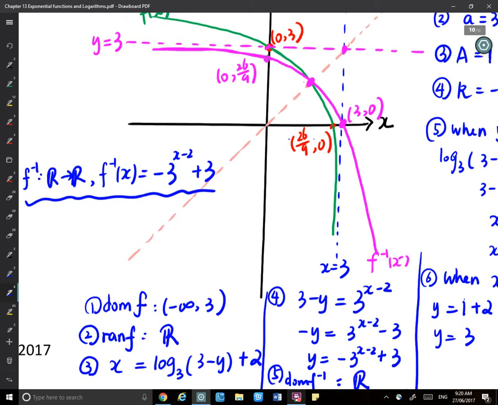Similarly, you can try the other one by yourself, using exactly the same method. Draw the exponential graph, find the asymptote and make it into the vertical one, find the x-intercept and make that into the y-intercept, find the y-intercept and make that into the x-intercept, and connect the graph.